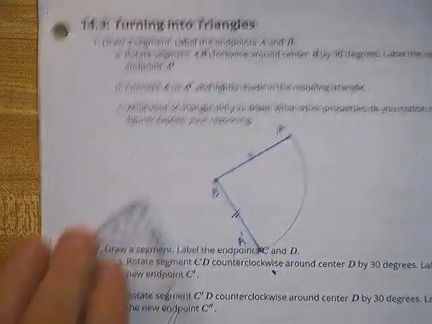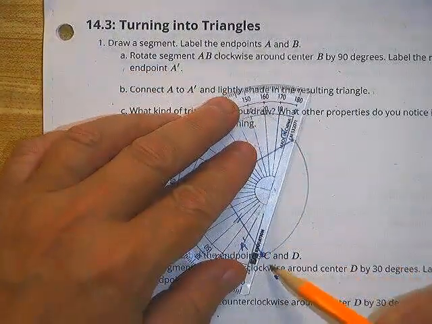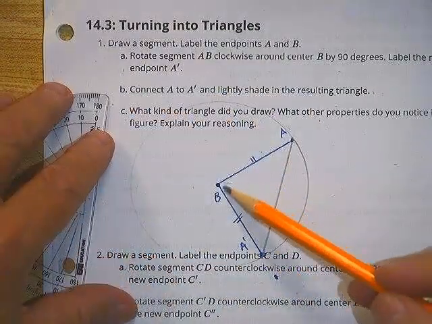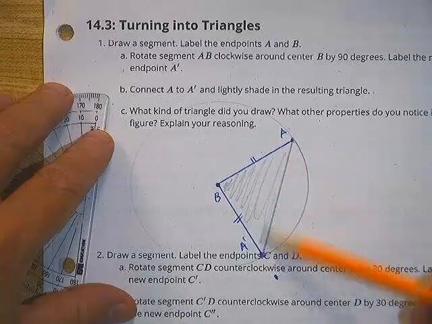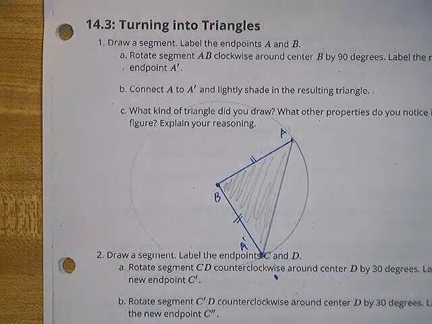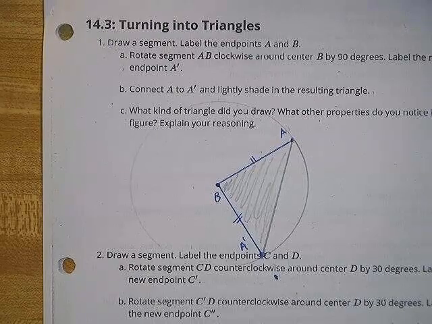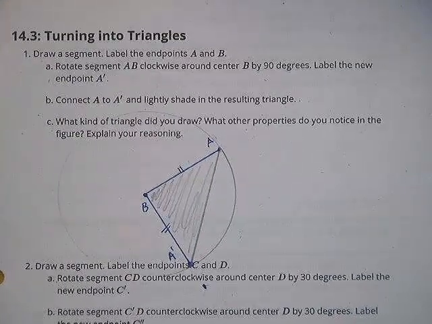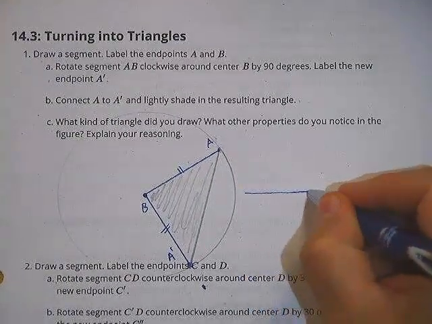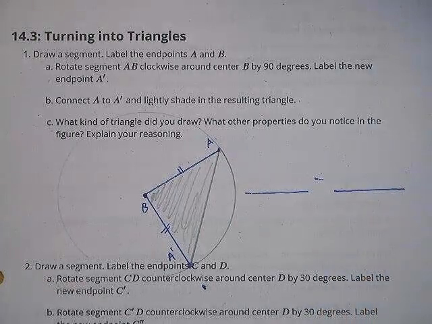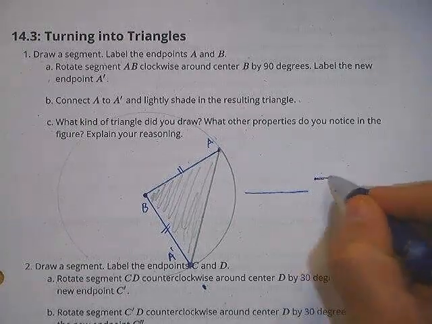And the last step, step B, asks you to draw in this segment, AA prime, and then lightly shade the triangle. So this will be the triangle, and then it's asking you to name it. What kind of triangle is it? What are its properties? So whenever we name triangles, we try to, if it's possible, name it with its 2 names. All triangles have 2 names.